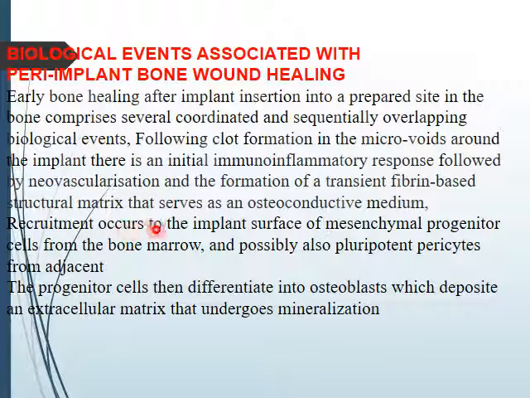Recruitment occurs to the implant surface of mesenchymal progenitor cells from the bone marrow and possibly also pluripotent pericytes from the adjacent blood vessels. The progenitor cells then differentiate into osteoblasts, which deposit an extracellular matrix that undergoes mineralization. The extracellular matrix here is the osteoid tissue.